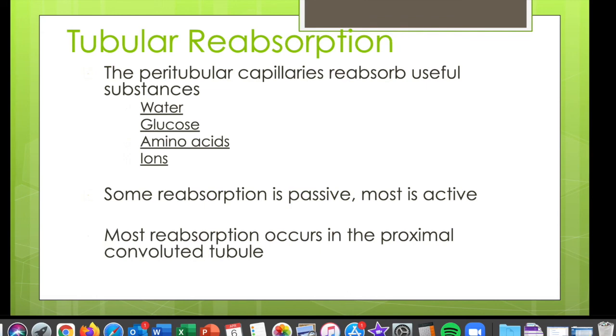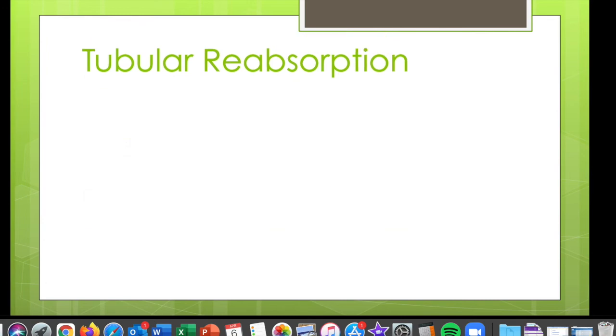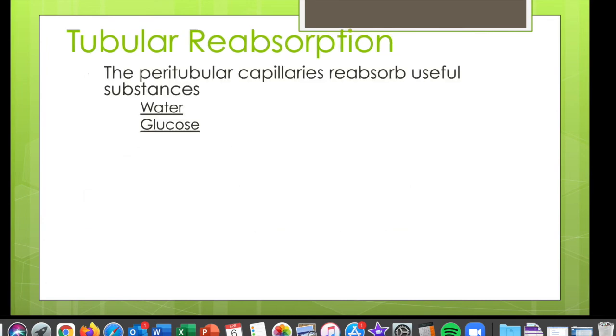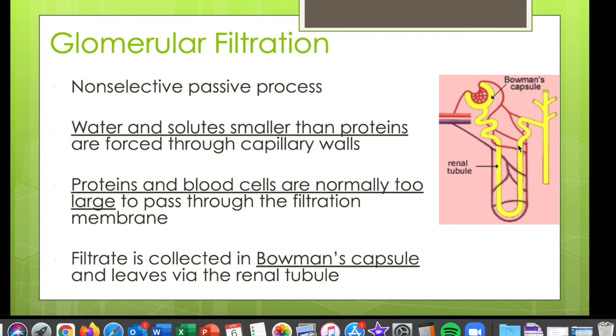Most reabsorption occurs in the proximal convoluted tubule, so closer to, let me go back here. Okay, so like in this part of the renal tubule. Okay, the proximal is going to refer to its proximity or closeness to Bowman's capsule.